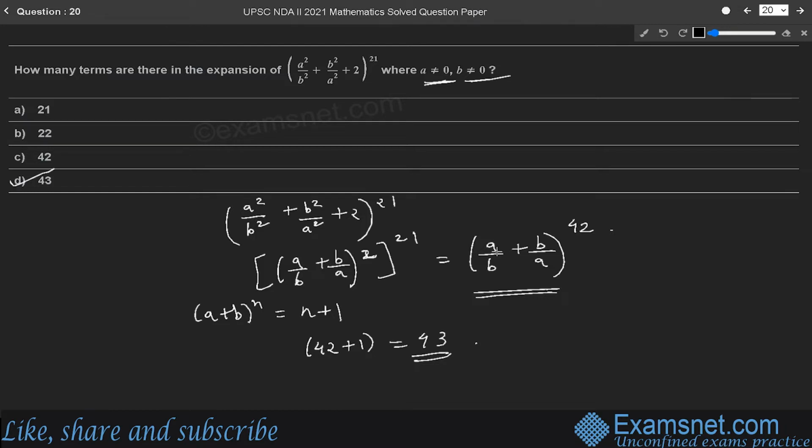See, it was a very simple question. The main concept here is, we know that the number of terms in any expansion of (a + b) to the power n is n + 1, and the given term is also in the same form. So, the number of terms for this will be 42 + 1, which is 43.